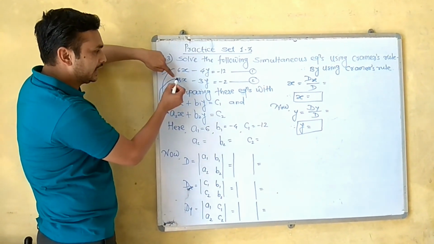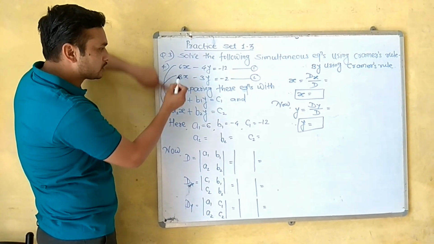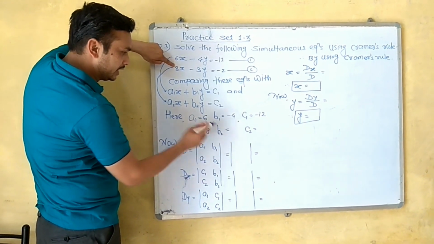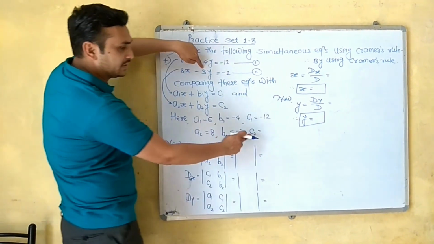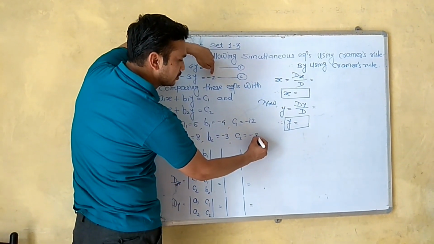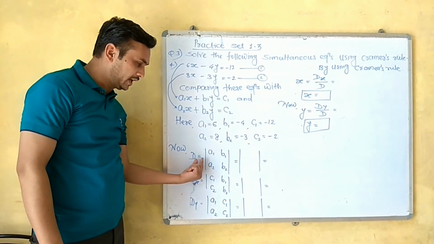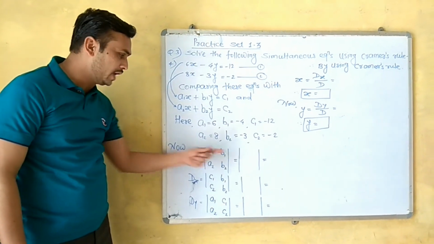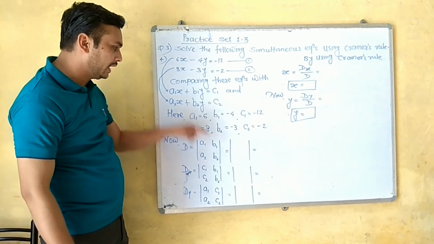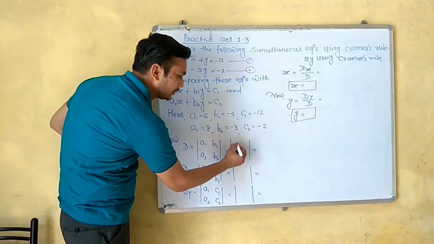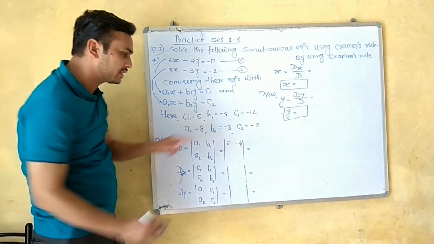So similarly, equation 2 compare with second general form. So a2 equals to 8, b2 equals to minus 3 and c2 equals to minus 2. So considering first d equals to determinant of formula a1 b1 a2 b2. Now put the values. a1 b1 6 minus 4, a2 b2 8 minus 3.